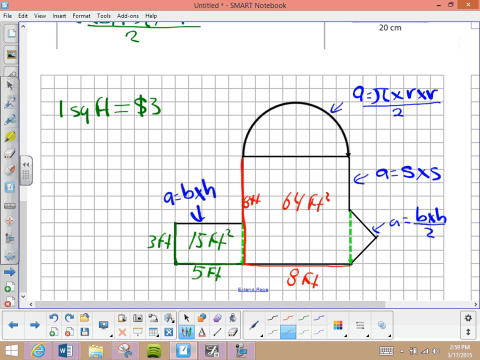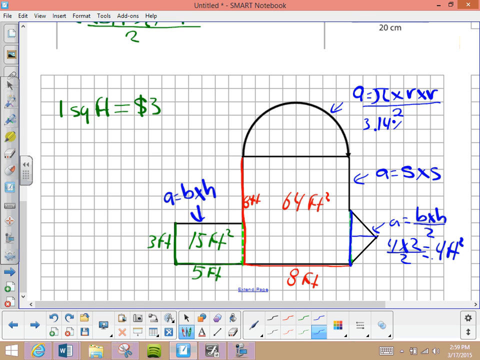For the triangle, we have 4 feet as the base, right? What is the height? 2. So 4 times 2 divided by 2, what do we get? So 8 over 2 equals 4 square feet, right? And then for the last one, this will require a little more work. We know pi is 3.14.